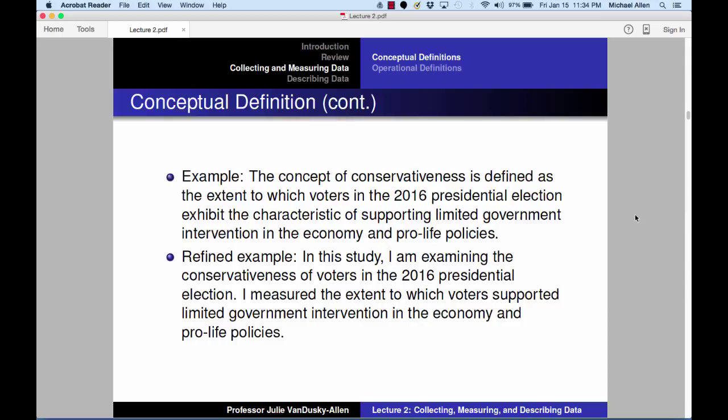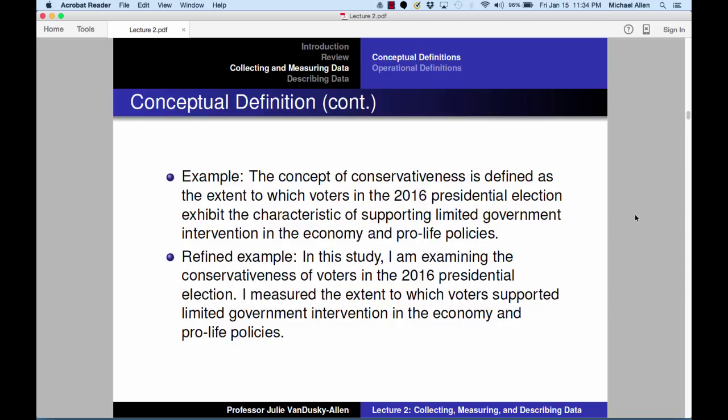If we wanted to measure how conservative voters are in the 2016 presidential election, we could write, the concept of conservativeness is defined as the extent to which voters in the 2016 presidential election exhibit the characteristic of supporting limited government intervention in the economy and pro-life policies.